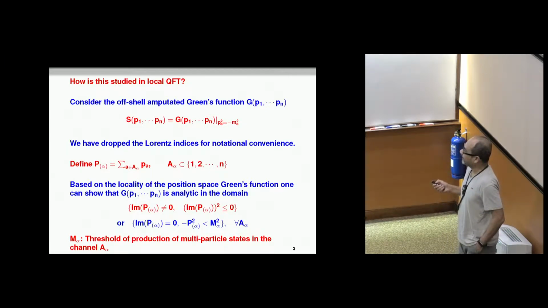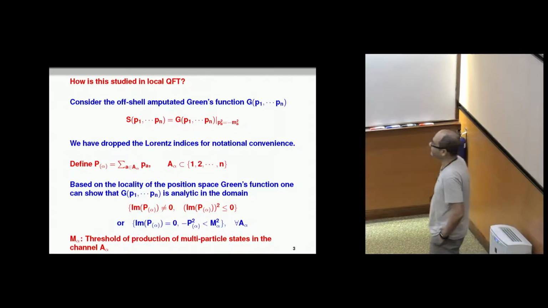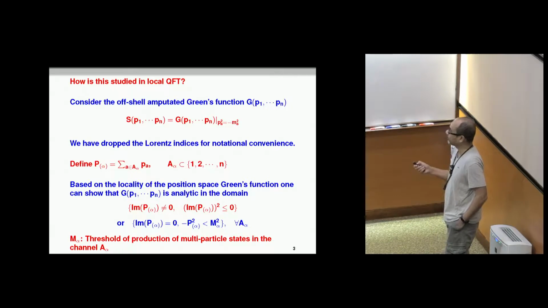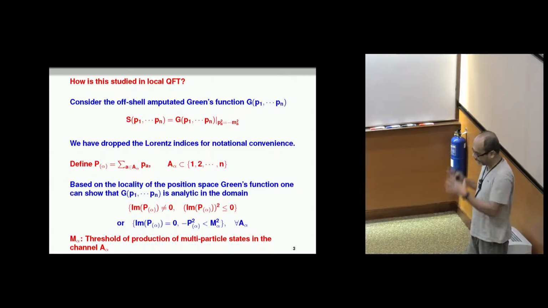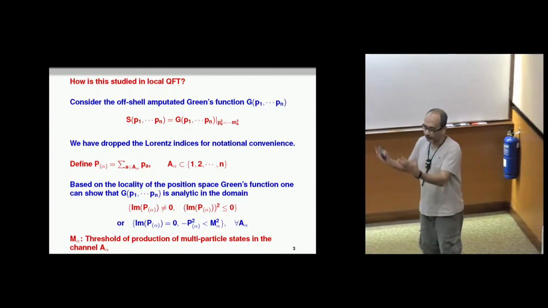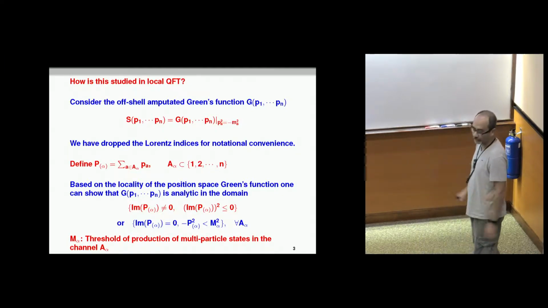If P_alpha is complex, that means if imaginary P_alpha is non-zero, then it says that imaginary P_alpha is time-like, or null. If imaginary P_alpha is 0, that means if P_alpha is real, then it requires that P_alpha must be less than the threshold of production of any multi-particle states. That's what this condition says. This basically says that the total momentum P_alpha cannot be thought of as a sum of momenta of a set of on-shell particles which are all outgoing or all incoming.